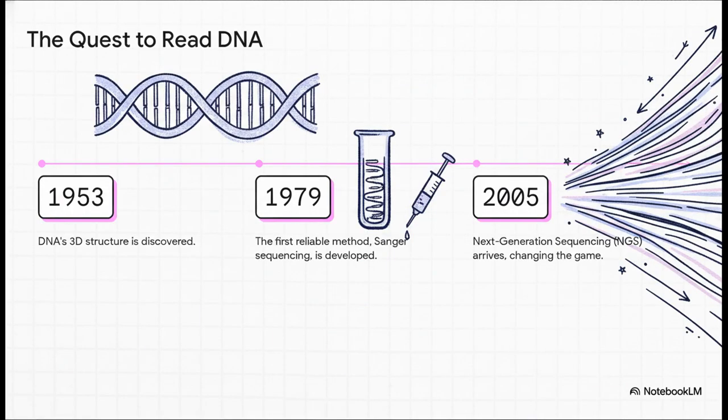You know, this whole quest to read DNA has been a real sprint. I mean, Watson and Crick showed us the double helix back in '53, right? But it took all the way until 1979 to get the first solid method, which we call Sanger sequencing. The real game changer, though, that happened in 2005 with next generation sequencing. That's when we went from a slow crawl to, like, light speed.